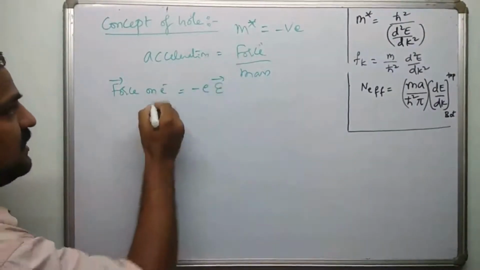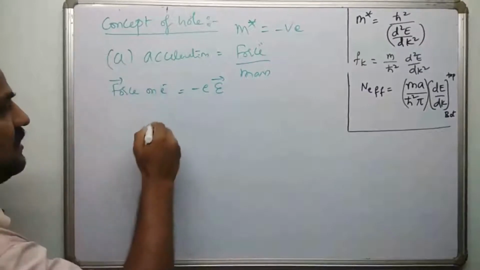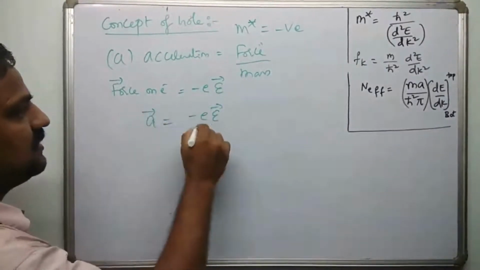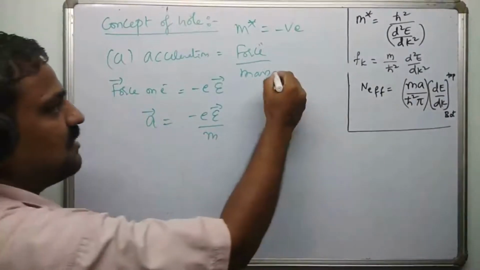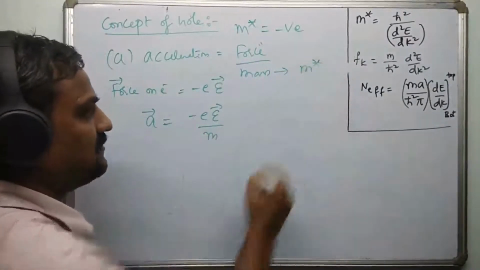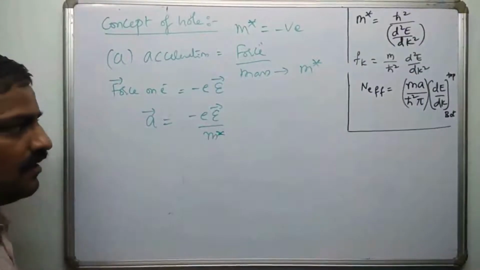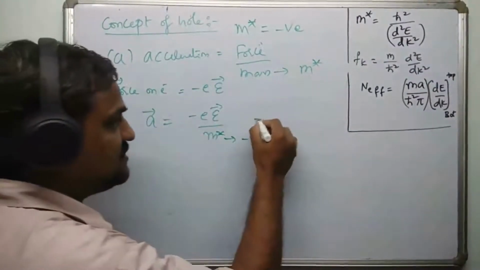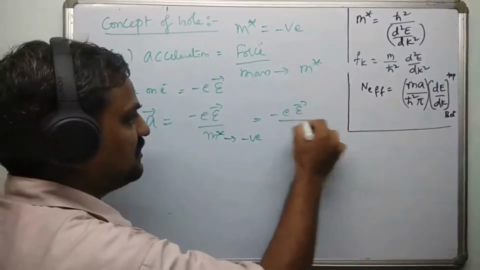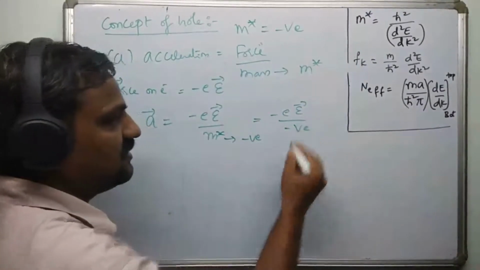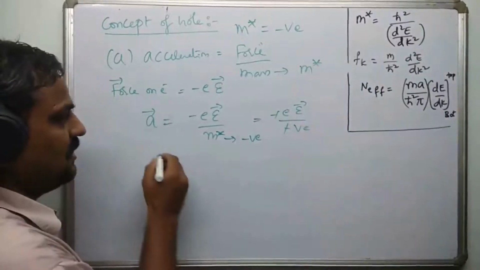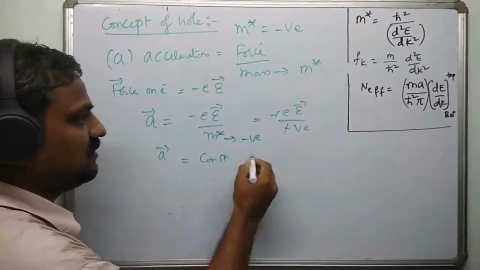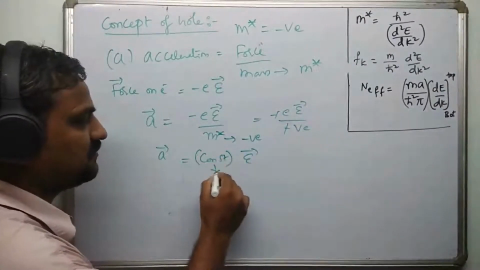So if you put it here, the acceleration, I'll call it a, is equal to force, which is minus eE, divided by m. Now I'll call this mass m star, the effective mass. What happens if m star is negative? You can clearly see here. If this is negative, then minus eE divided by some negative quantity, the negatives cancel, and the acceleration a is actually some positive constant times the electric field.